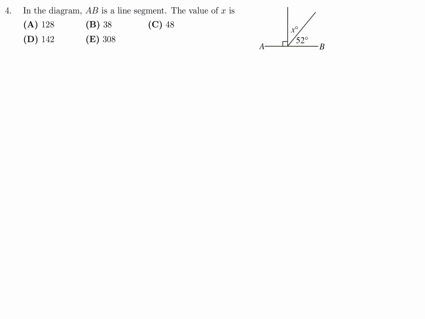In the diagram, AB is a line segment. The value of X is. So this symbol means right angle, which is 90 degrees. If that's 90 degrees, then this is also 90 degrees, right? Because the angles all about a line will be 180. So this is 90 from there to there. From there to there in the diagram is X and 52, and that has to be equal to 90. So that means X is 90 minus 52, and therefore X is 38. So number 4, the answer is B.